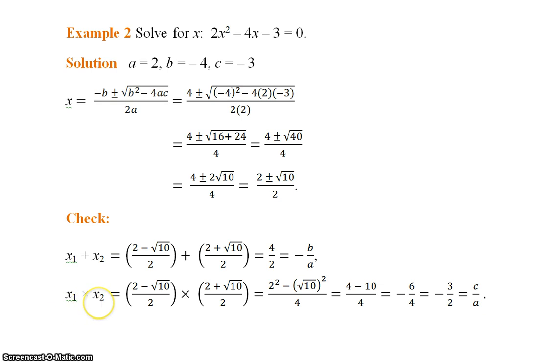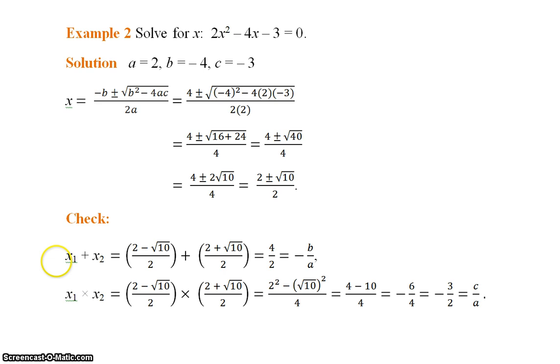The product of the roots, we have to multiply these two expressions. We multiply the denominators, 2 times 2 is 4, and when we multiply the numerators, we apply the formula difference of squares, and we get 2 squared minus square root of 10 squared, which is 4 minus 10 equals negative 6. So we get negative 6 over 4, then we reduce this fraction by 2, and we get minus 3 over 2, which equals c over a. c is minus 3 and a is 2.